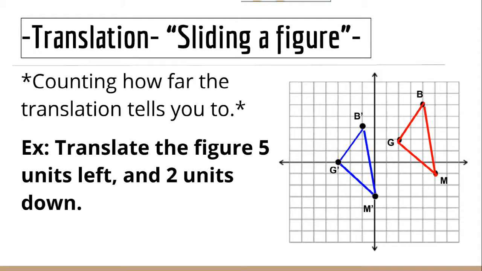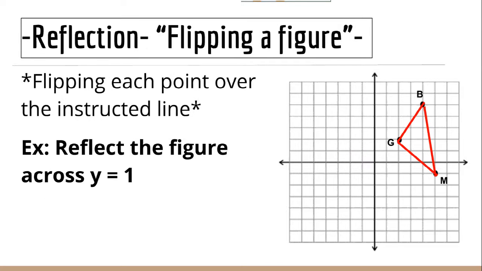So if we look at that, our final answer should look like this. Again, we just translated it 5 units left and 2 down. Important to notice that our final answer has to have our prime marks, if you remember doing those. So B prime, G prime, and M prime. Again, this is translating a figure. Let's talk about reflections, or flipping a figure.